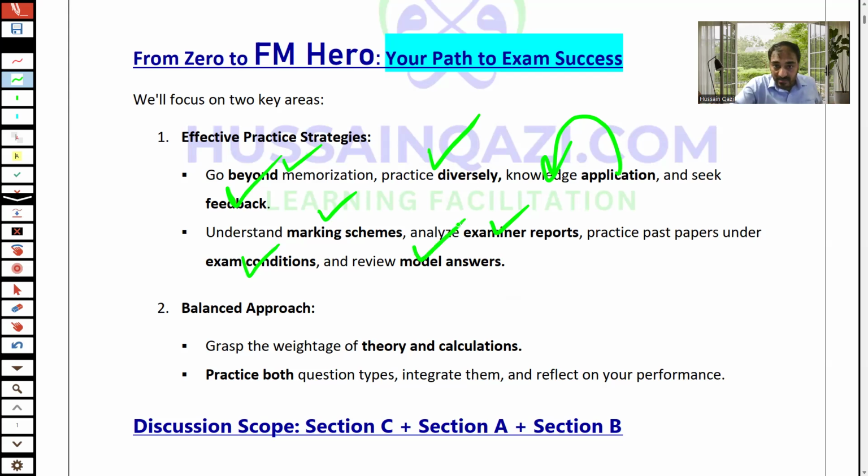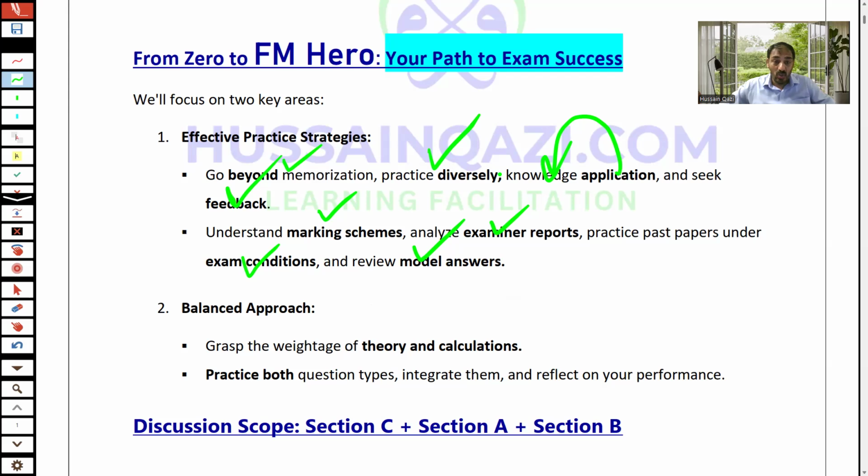Refer to the model answer. That's very important to compare your answers. How to compare your answer with the model, I will guide you here. So, number one, with this session, effective practice strategy is a very important thing to cover. I will cover most of the things about effective practice strategy in this session.